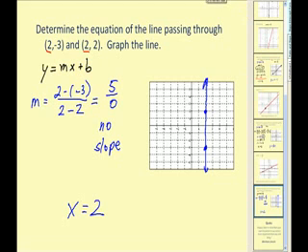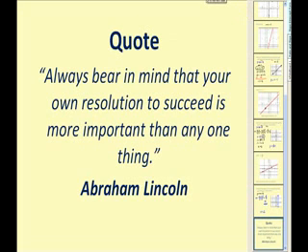Okay, thank you for watching. I hope that helps explain how to graph lines in slope-intercept form, as well as how to find equations of lines in slope-intercept form.